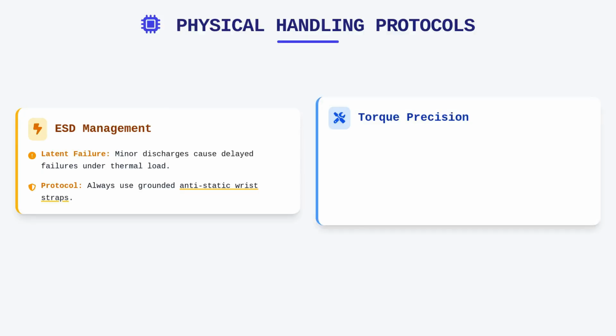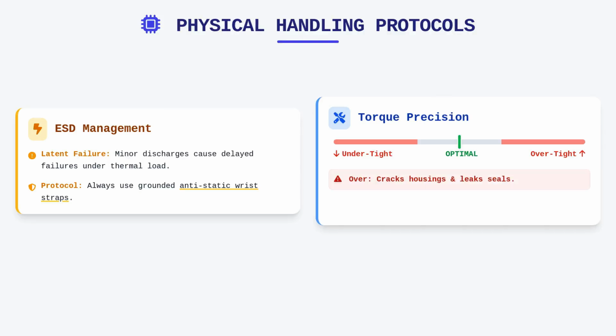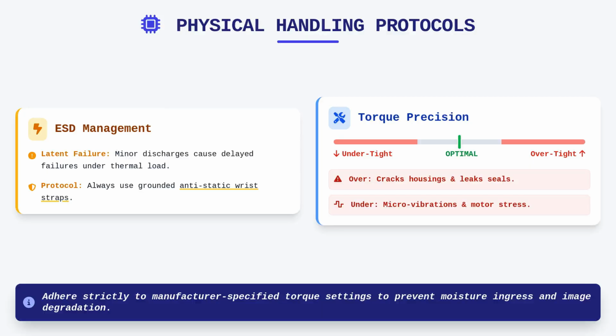Furthermore, when assembly is required, pay meticulous attention to the manufacturer-specified torque settings for all housing screws and mounting bolts. Over-tightening can crack delicate composite housings or compromise the integrity of rubber gaskets, potentially allowing moisture ingress that destroys the optics. Conversely, under-tightening leaves the unit susceptible to micro-vibrations, which will eventually degrade image quality or introduce mechanical stress on PTZ motors.